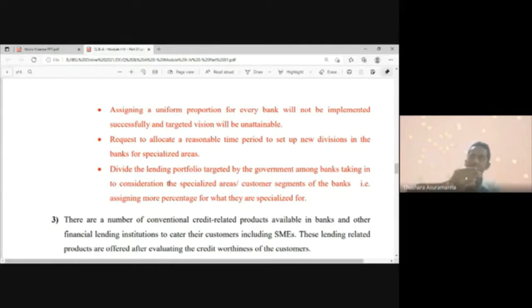Because in order for the government to fulfill their target on mandated lending, we can give some time frame to these organizations, the banks, to adjust to the particular direction. That's one. Divide the lending portfolio by the government among banks, taking into consideration the specialized areas and customer segments of the bank, with more percentage for what they are specialized in.